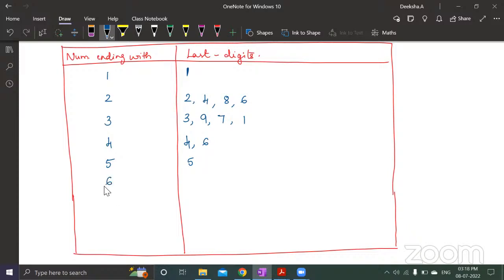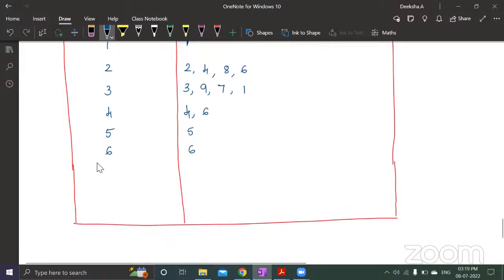Next is number 6. If you have number 6, again the last digit is going to be 6 only, because 6 power 1, we have written 6. 6 squared is 36, where the last digit is 6, and that's already written. 6 cube is 216. So the last digit is always 6. And then we'll write number 7. For 7, 7 power 1 is 7. 7 squared is 49, where the last digit is 9. 7 cube is 49 into 7.